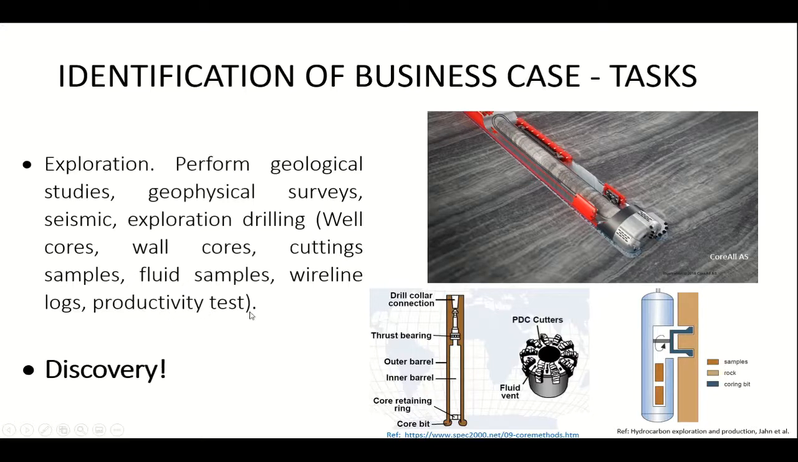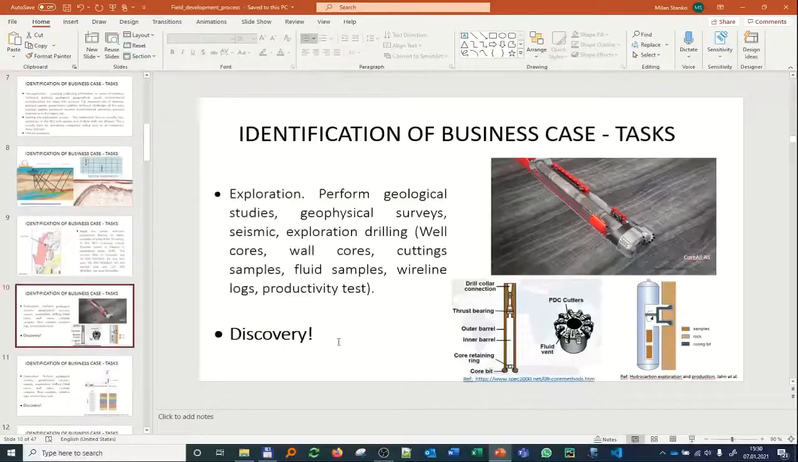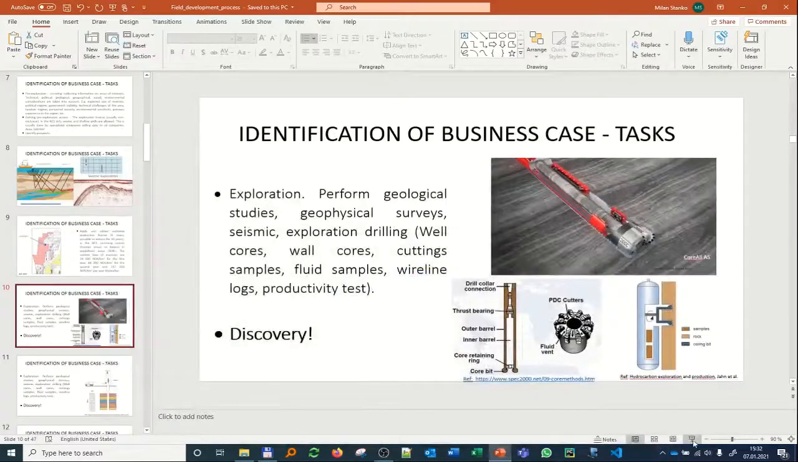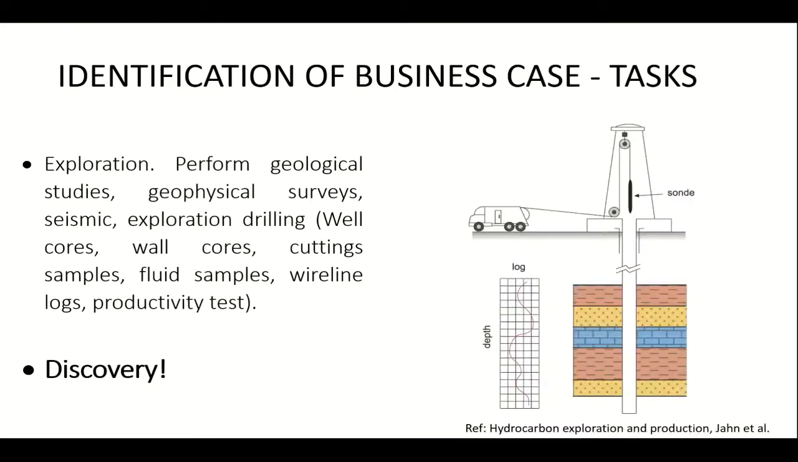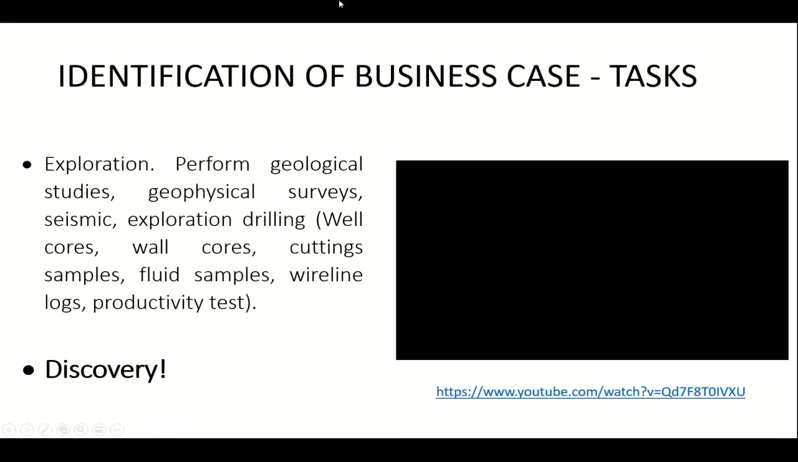Productivity test. So the companies perform all of these tests, usually also using contractors, and finally they have a discovery if they are lucky. Some other things that are done is, for example, logging to try to determine the different layers, the content of each layer, and the properties of each layer. And if they're lucky, they have a discovery.